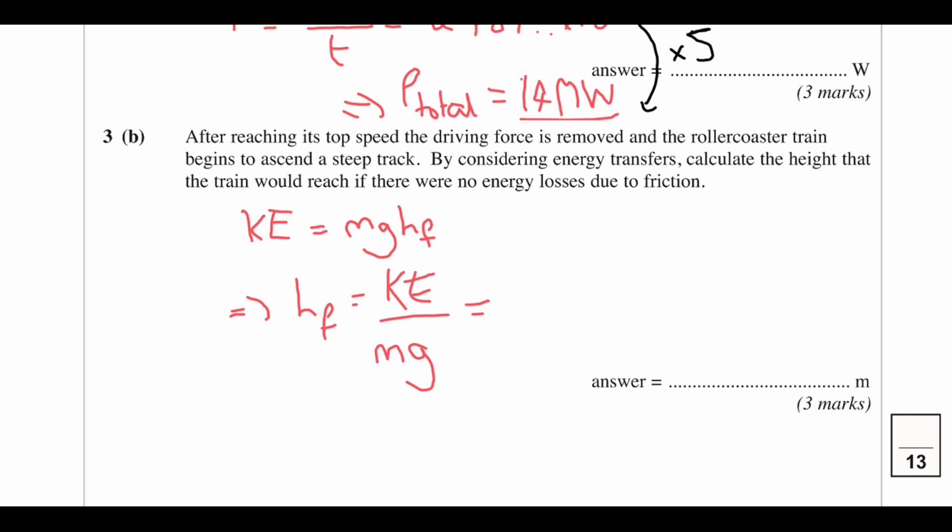So a kinetic energy was at 9.7 odd million divided by 5,800 divided by 9.81 gives us 171 odds. So that's going to be 1.7 times 10 to the 2 meters there to 2 significant figures. All right, so that finishes question 3.